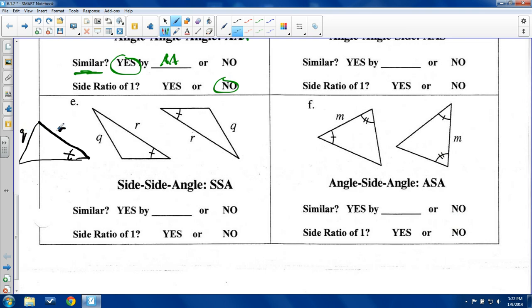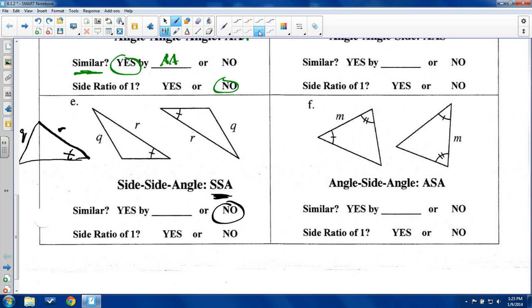Q is still the same length, R is still the same length, this angle is still the same, but now this side is different from that one, and this angle is different from that one, and this angle is different from that one. These are not the same triangle, yet I used this angle, then this side in proper sequence, or side-side angle, but these are not the same triangle. Right? That's why this does not work. This does not say that they're similar.